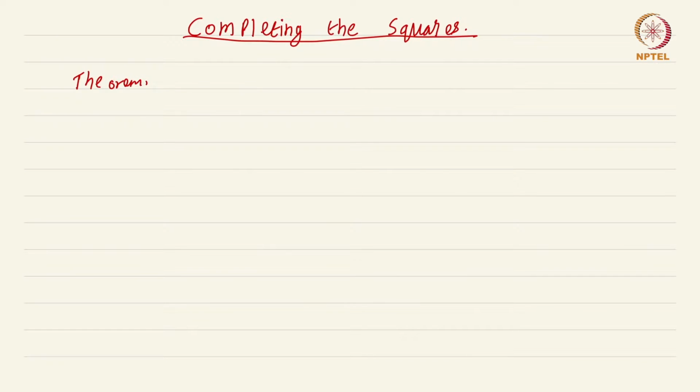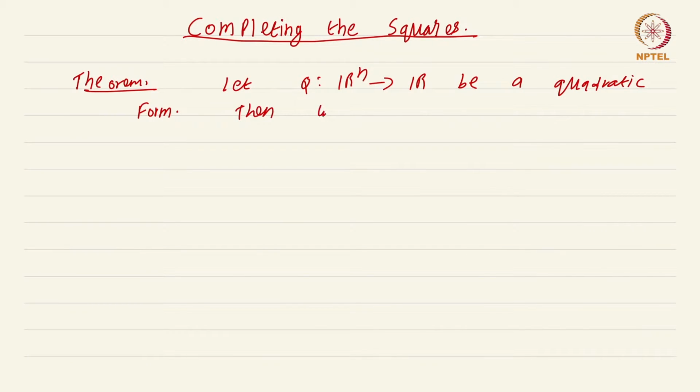So the theorem is as follows. Let Q from Rn to R be a quadratic form. Then we can find p plus n linear functionals. You will understand why I am writing it as p plus n in a moment.